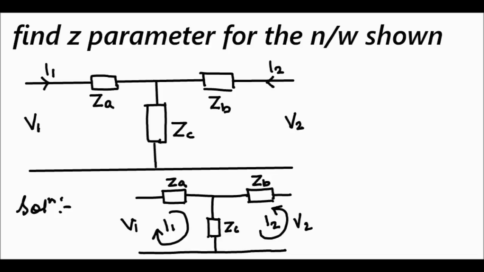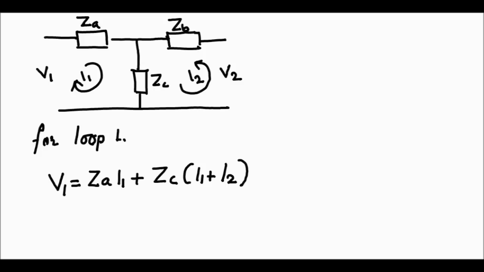Now we will take one problem. Find Z parameter for the network shown. Z parameter is solved by using KVL. In this circuit there are two loops which are named I1 and I2. Now we will write the equation for loop 1.